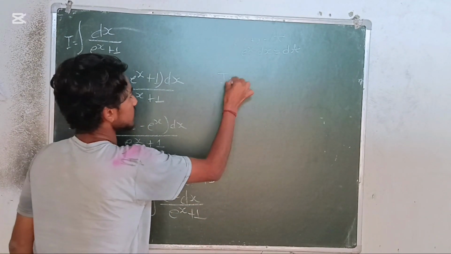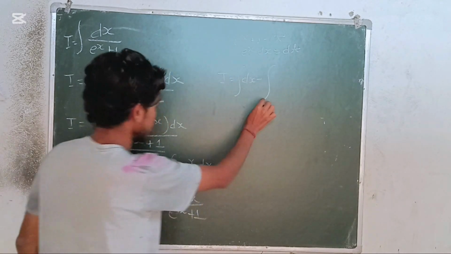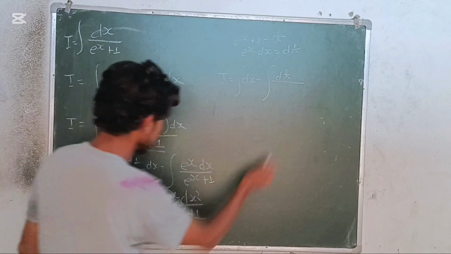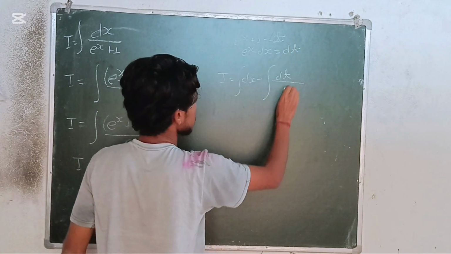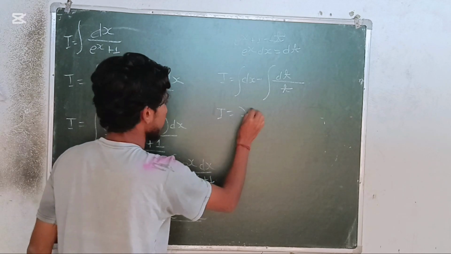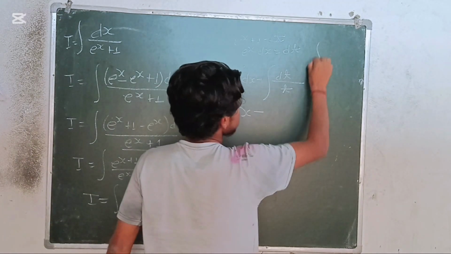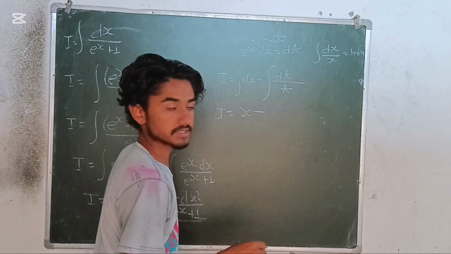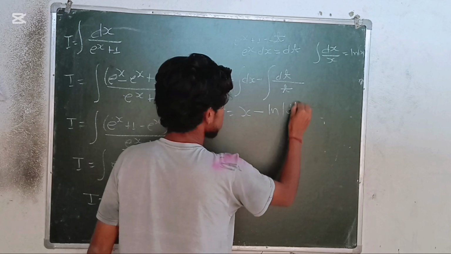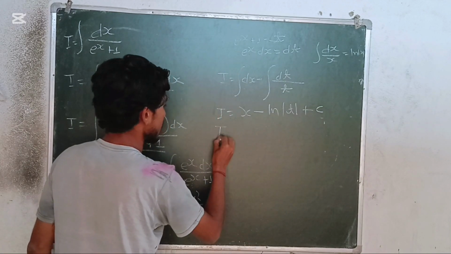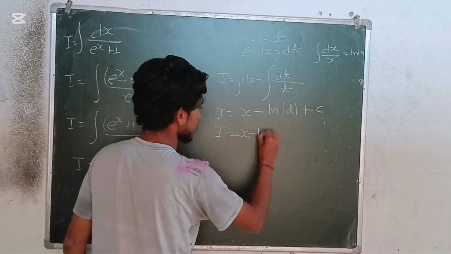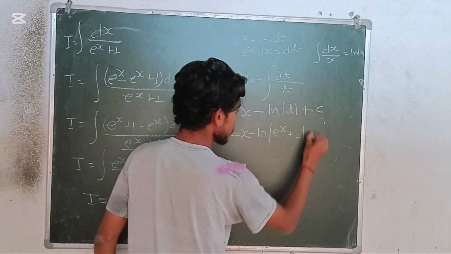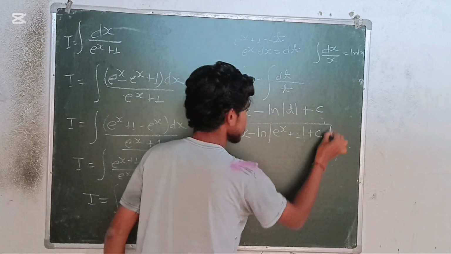So our integral is basically the integral of dx minus the integral of dt over t. And so I get x minus, since the integral of dt over t is ln t plus some constant c. So I is going to be x minus ln, and in terms of t we have this function e^x plus 1, plus c. So this would be my final result.